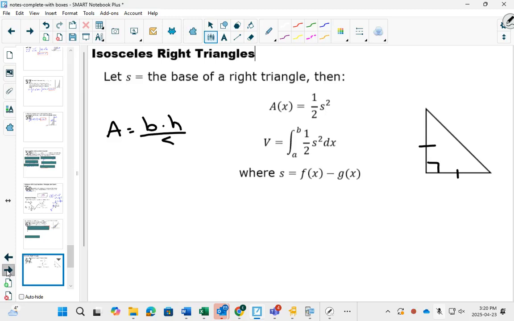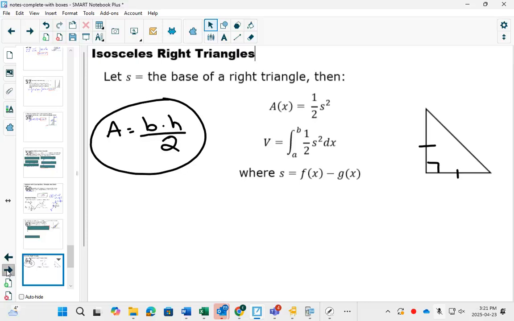And this, again, base times height divided by 2. Here we go. Base times height divided by 2. Well, if it's isosceles, the base is the same as the height. So we get that s squared in there, right? Problem with writing the formula this way is you've got two variables. So we're always trying to write it in terms of one variable. So if our base is s, then the height is s, and you just get 1/2 s squared.